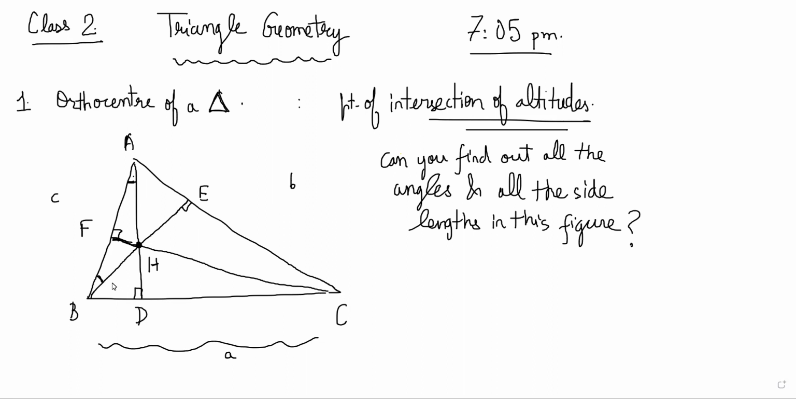This angle similarly will be 90 minus A, if you think about it. Everyone should realize that this is 90 minus B, this is 90 minus A. What is this angle? 90 minus C. Similarly, what is this angle? Can you find out? A. Correct. And similarly, you can find out all the angles.